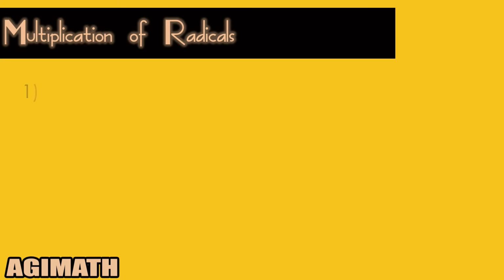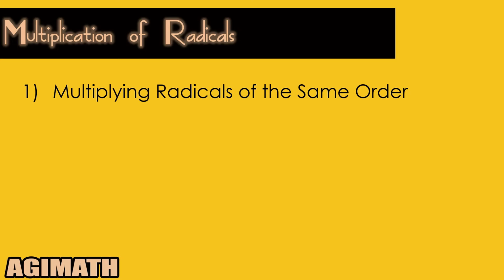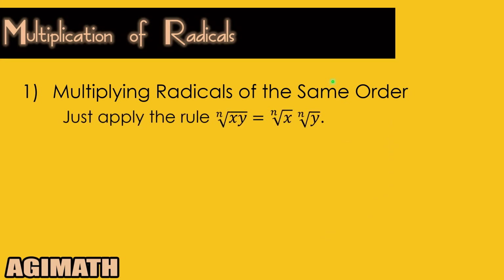So under multiplication of radicals, I categorize the type of solution. Again, in mathematics, you need to know what kind of problem and what specific solution we are going to apply. That is mathematics. So first, we have multiplying radicals of the same order or the same index. So to do that, just apply the product rule for radicals. So if you have the nth root of x times y, it can be broken down into the nth root of x times the nth root of y, and vice versa.